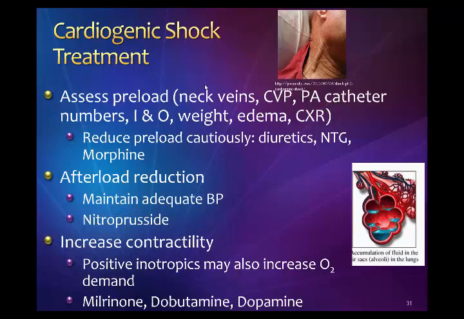CVP is right-sided pressure, so it measures right atrial pressure, and a PA catheter measures left-sided pressures, or left ventricular end-diastolic pressures. Now, I'm not going to test you on that, and it's not going to be on NCLEX, but I do think it's important because the book talks about it quite a bit, that you know what those two are. And we'll discuss it again a little later in this presentation.